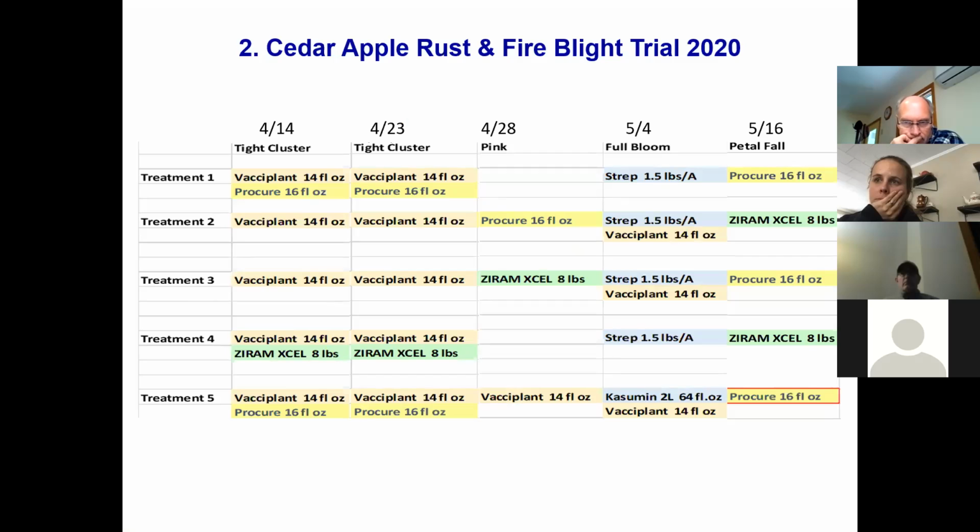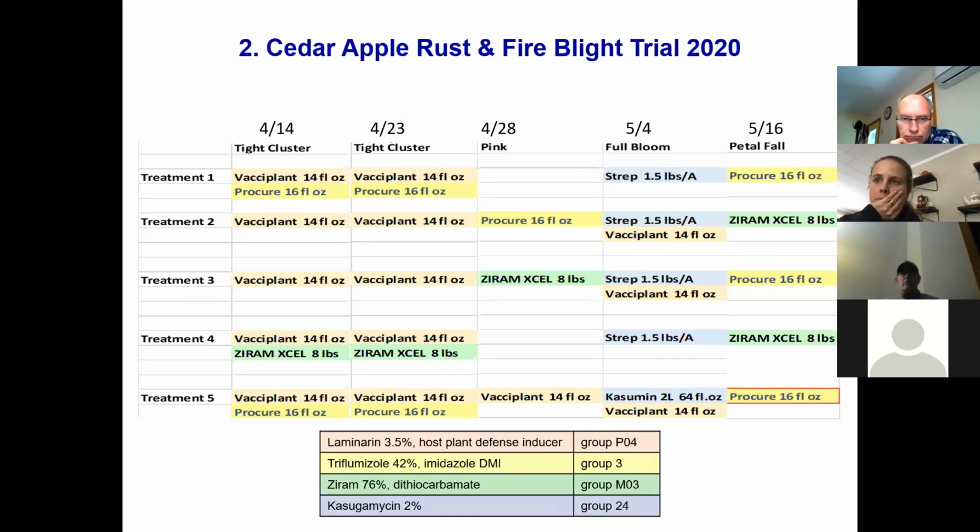And overall, what you can see is a difference in applying a DMI, Procure, along with Vasiplant or not at tight cluster. Then at pink, we applied just Procure or Xyrem or Vasiplant in certain programs. And then we had the full bloom application of streptomycin or Kassumin to compare the effect on fire blight. And then we would close the season with DMIs or Xyrem alone. The idea was that these fungicides are from different groups. If you combine them, you're going to have an additive effect.